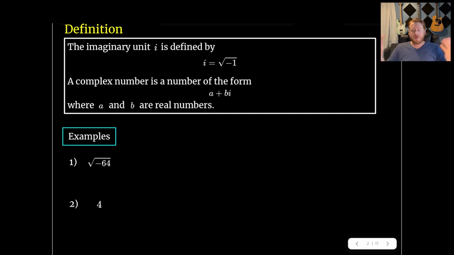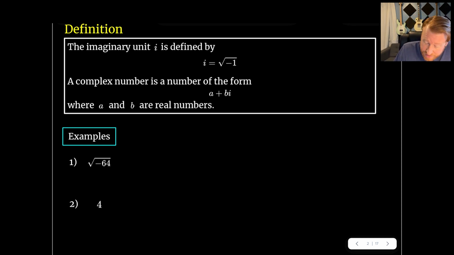But I believe it came from Descartes, who said, oh, what if we could imagine that we could take the square root of -1? What would happen? And as it turns out, all the rules of math still apply and are still consistent. So we can use that to play around. So that is the imaginary unit.